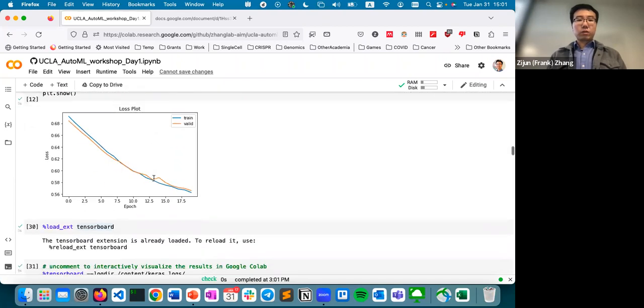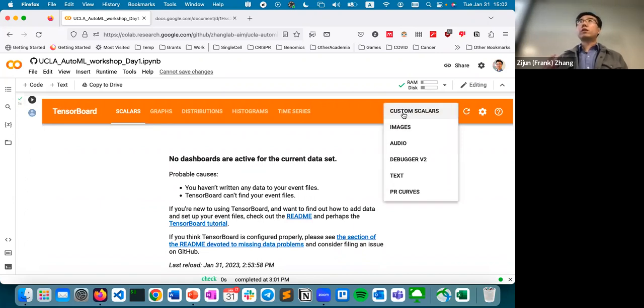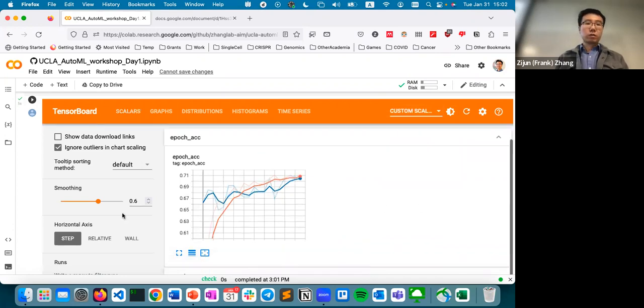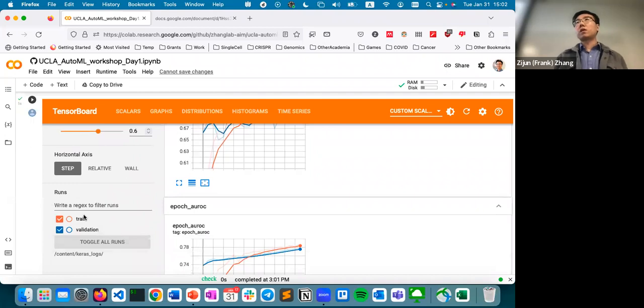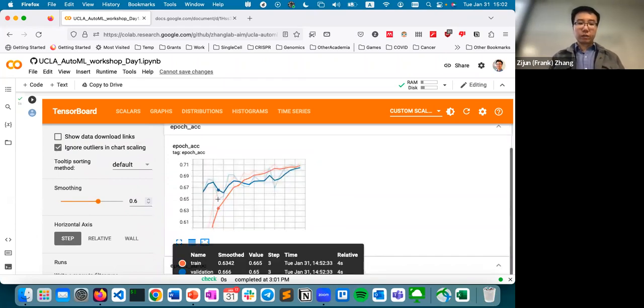And I guess the second point is that when you activate TensorBoard, by default it will tell you this is inactive. Are you guys able to bypass this part? No? Yeah, the reason is that it's looking for some default metrics that are written from TensorFlow. But in this case, we're writing custom scalars to disk. So you go to this inactive drop-down list and click on custom scalars. Then this will show all those logged training metrics during this process. For example, you can see that over time, the training accuracy steadily increases, and the blue line is the validation accuracy.